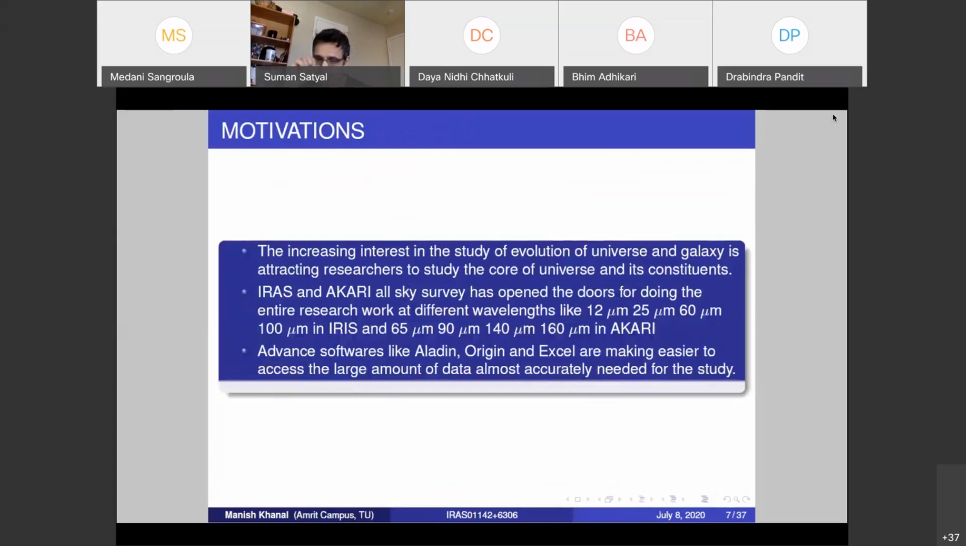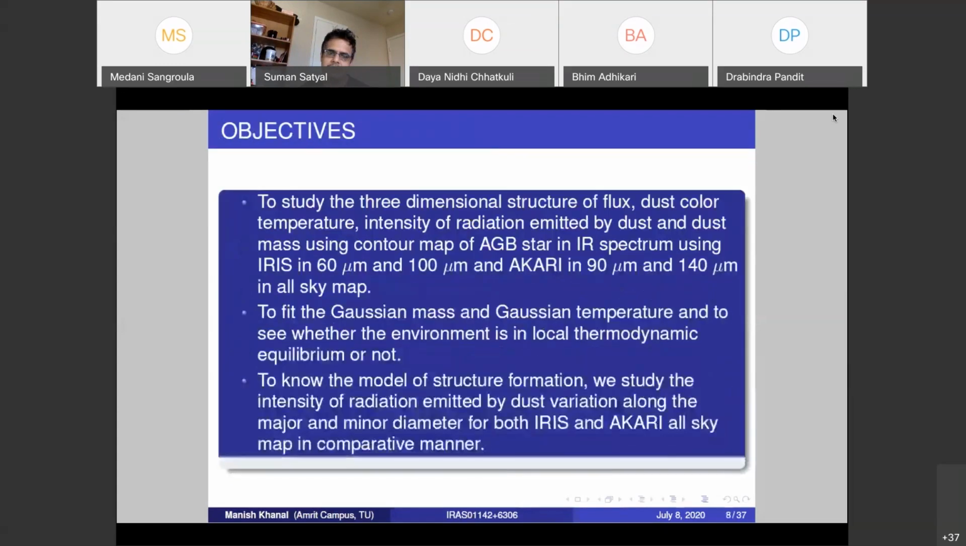What motivates us to do this research is the increasing interest in the study of the evolution of the universe. IRAS and AKARI have opened the door for conducting entire research work, and software like Aladin, Origin, and Excel made it much easier to work with large data. These are the main objectives of the research. As you can see here, we intended to study the structure of flux, dust color temperature, and dust mass, to fit Gaussian mass and Gaussian temperature, and to know the model of structure formation.